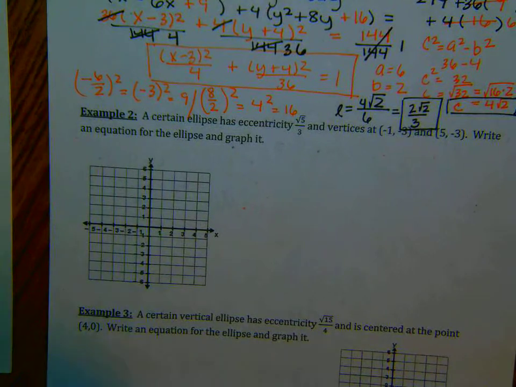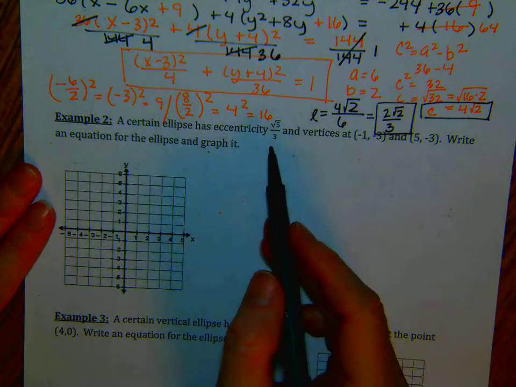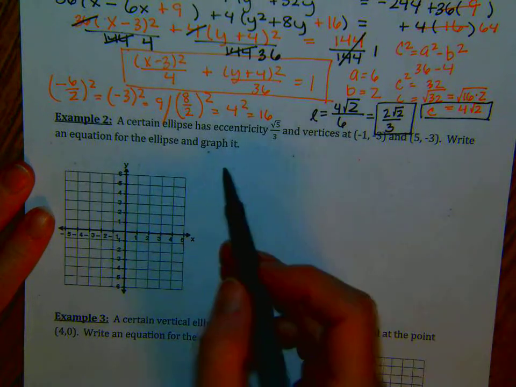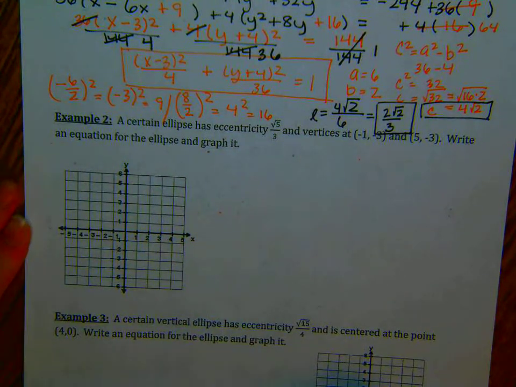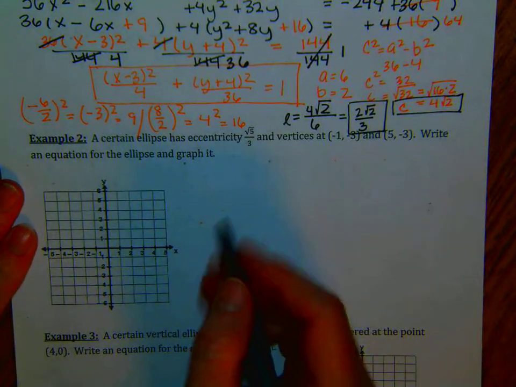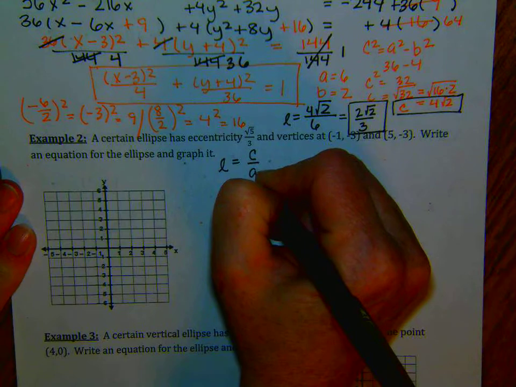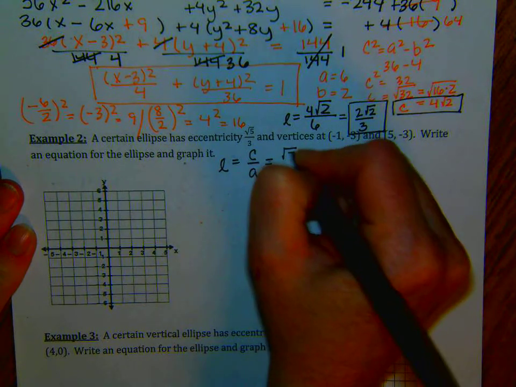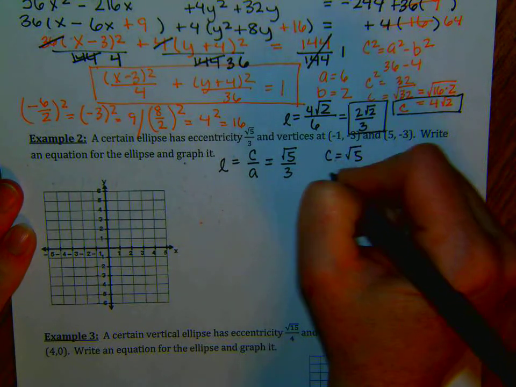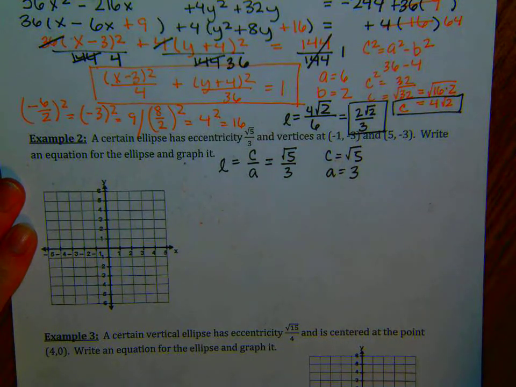Okay, let's do example number 2. A certain ellipse has eccentricity radical 5 over 3 and vertices at these points. Write an equation for the ellipse and graph it. So let's think about what we have. You know the equation for an ellipse. You know that E equals C over A. You know that you have radical 5 over 3. So you know that C equals radical 5. You know that A equals 3.